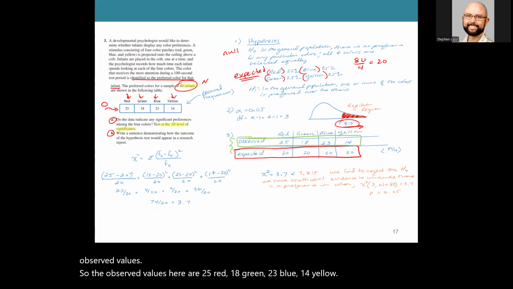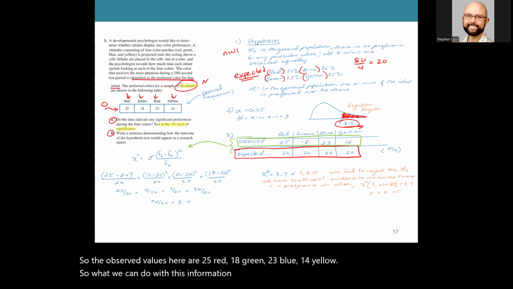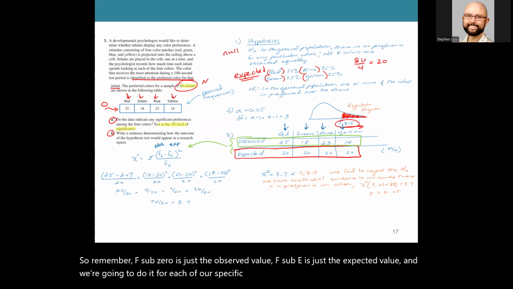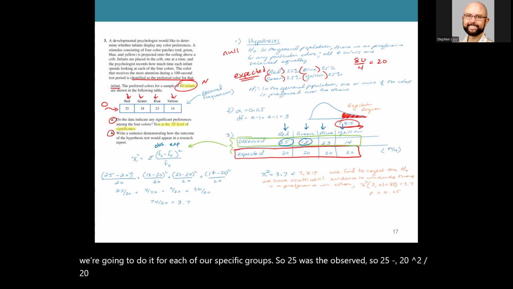So what we can do with this information is now use it to calculate our chi-square statistic. So remember, f sub 0 is just the observed value. F sub e is just the expected value. And we're going to do it for each of our specific groups. So 25 was the observed. So 25 minus 20 squared over 20 plus 18 minus 20 squared over 20 plus 23 minus 20 squared over 20 plus 14 minus 20 squared over 20.